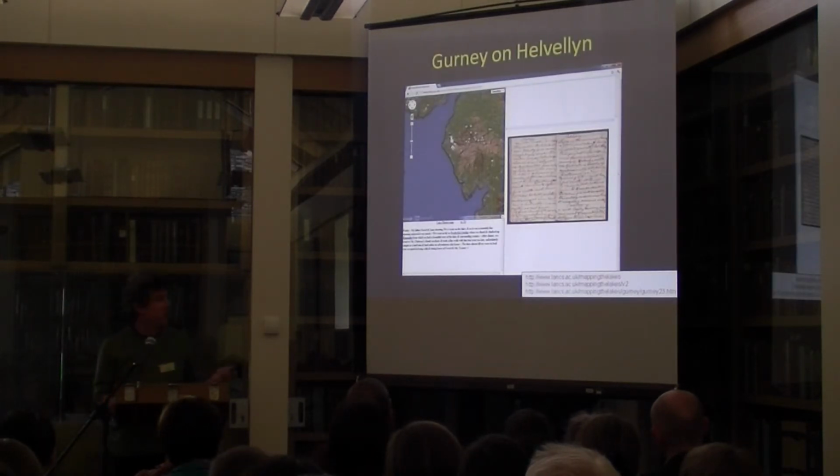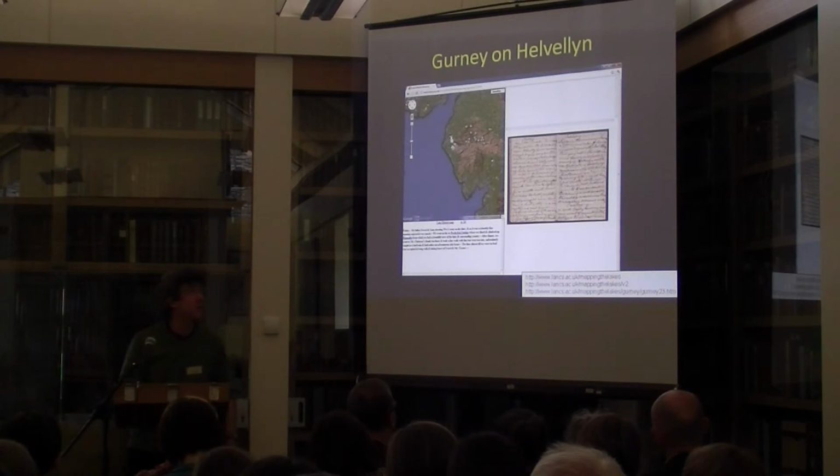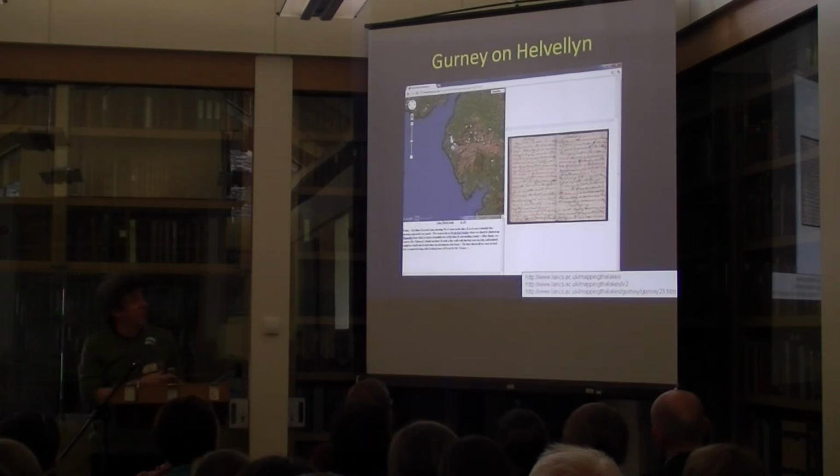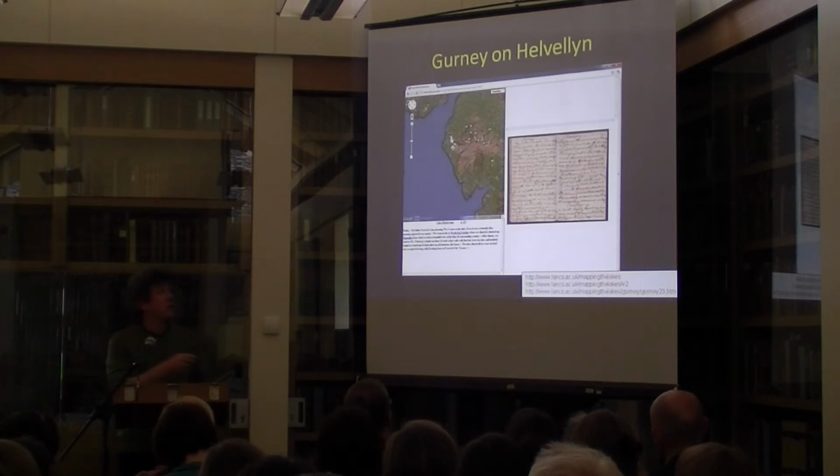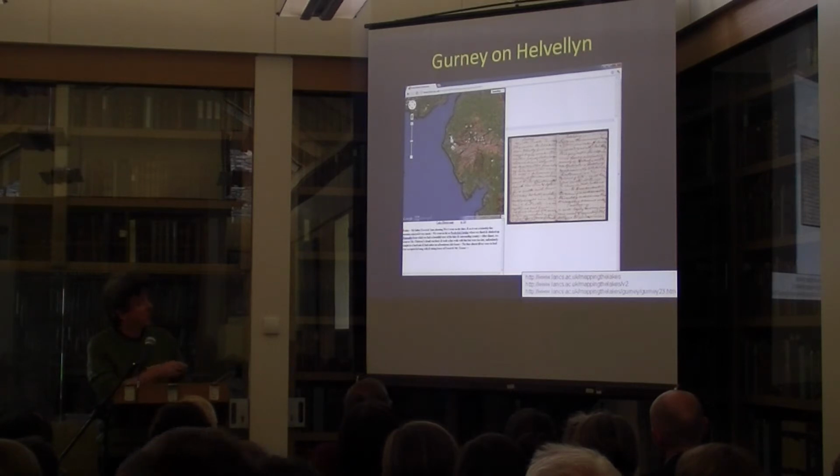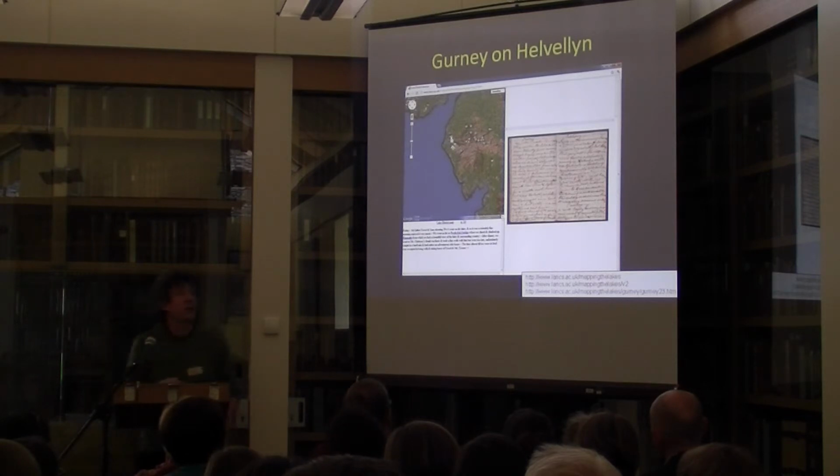We've been through several iterations of this, which is why there are several URLs down there. This is actually something that we put together just for this meeting, based on Gurney's expedition to Helvellyn. What we've got is a Google map up here with the locations of all the places that are talked about within the text marked up. We've got the text itself down here with the locations highlighted, and over here we've got the manuscript that text is taken from.